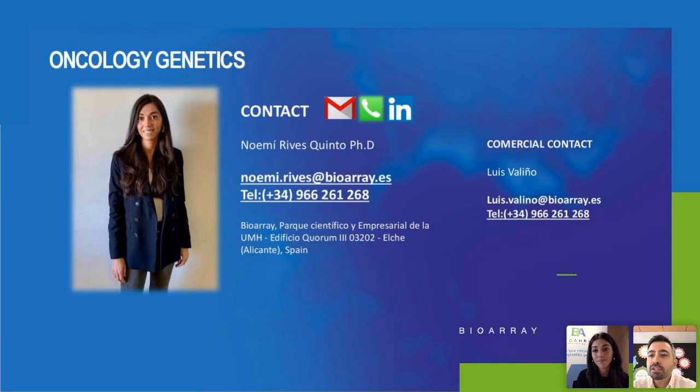We have some questions here, but we almost ran out of time, so I will try to pick up a couple of them. One of them is regarding the average time to receive the results. I can separately give you the test list, including the turnaround times, but on average it's roughly 30 days for most of the tests. I can give you the accurate information. Just drop me an email at luis.valino@bioarray.es, and we will provide the precise information.